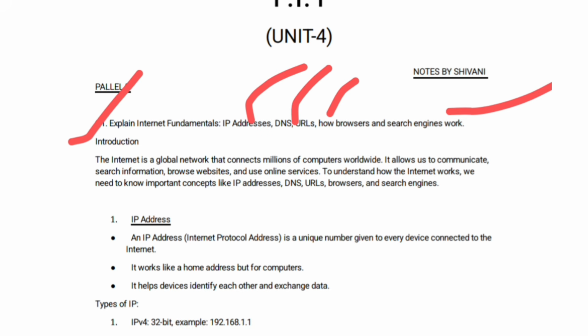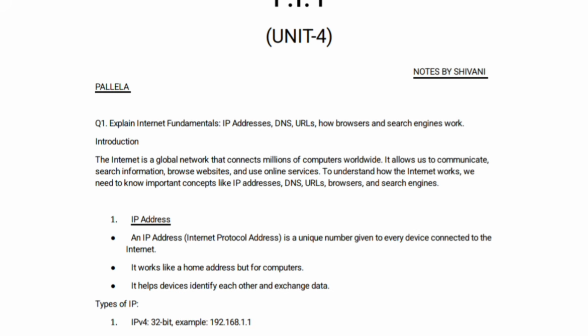The first question in Unit 4 is Internet Fundamentals. You need to explain IP address, DNS, URLs, and how browsers and search engines work. What is meant by internet fundamentals? The internet is a global network where millions of computers are used throughout the world. It helps us communicate, search for information, get online services and browse websites. To understand how the internet works, we need to understand concepts like IP address, DNS, URLs, browsers and search engines. With the help of these things only, the internet works.